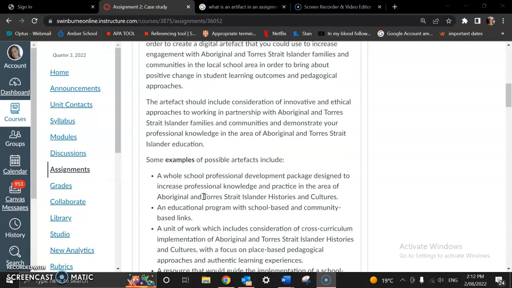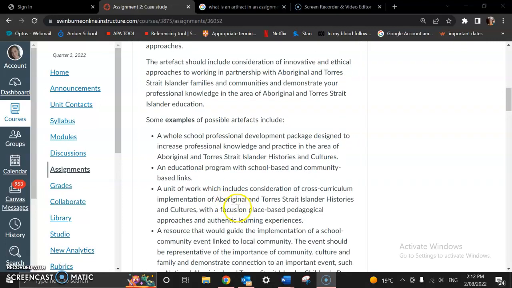Some examples you could include in your digital artifact are ways to incorporate Aboriginal and Torres Strait Islander perspectives into the education at the school in the case study. So you can do a whole school approach where you'd be talking about things that are done in the whole school. So you could have some celebrations of days that are linked to Indigenous perspectives and national days of celebrating and acknowledging Indigenous Australians.